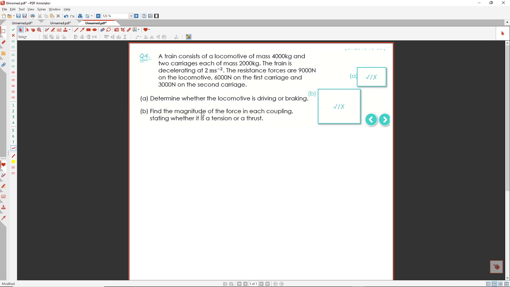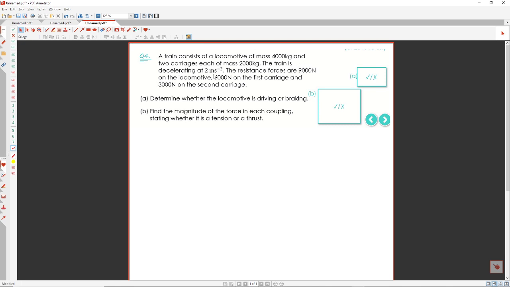Okay, question 4 then. So in this one, this is the one where we've got a locomotive pulling 2 carriages along. And we want to, first of all, figure out whether it's driving or braking. So is it a driving force or is it a braking force being applied to it? And then we're going to look at the coupling forces in each one, and we'll talk about what tension and thrust means in those circumstances.